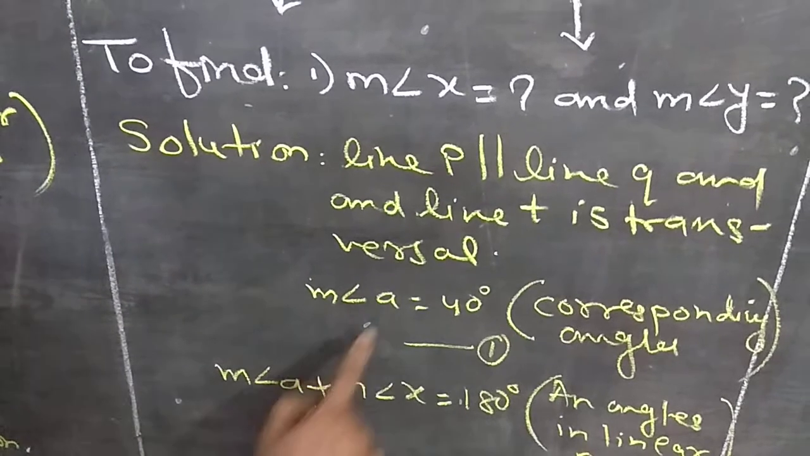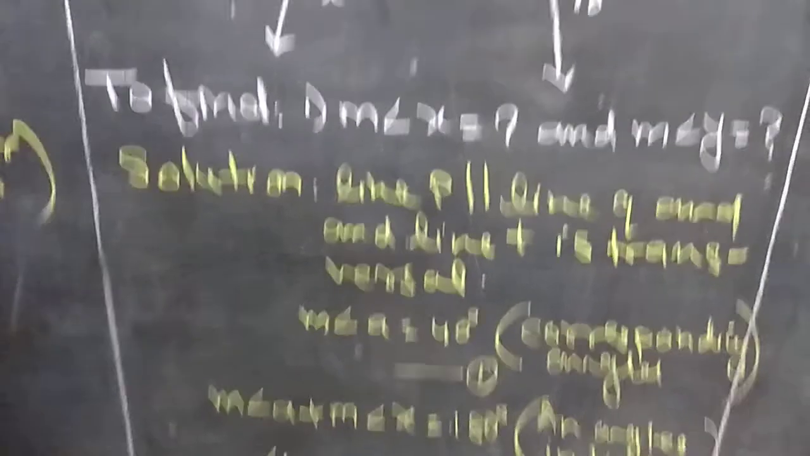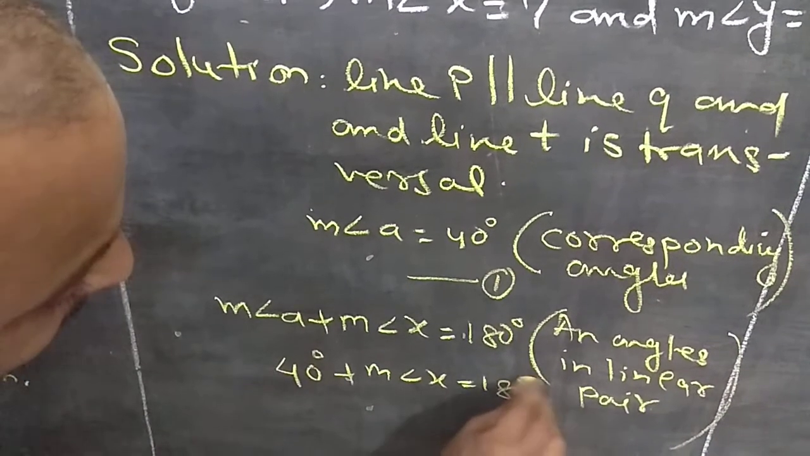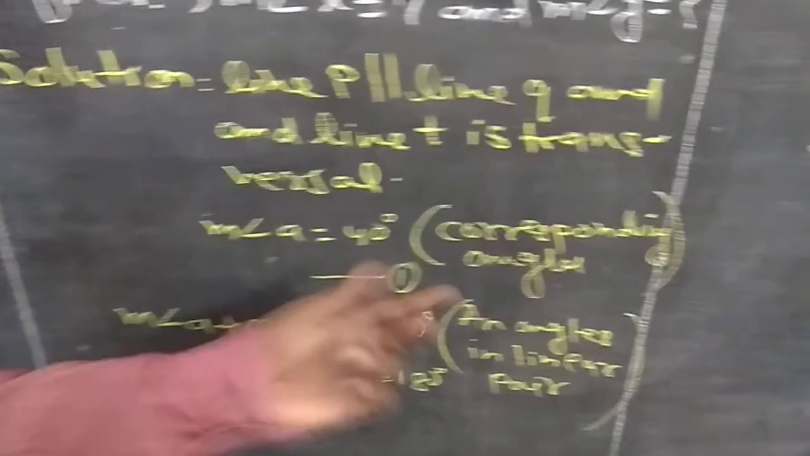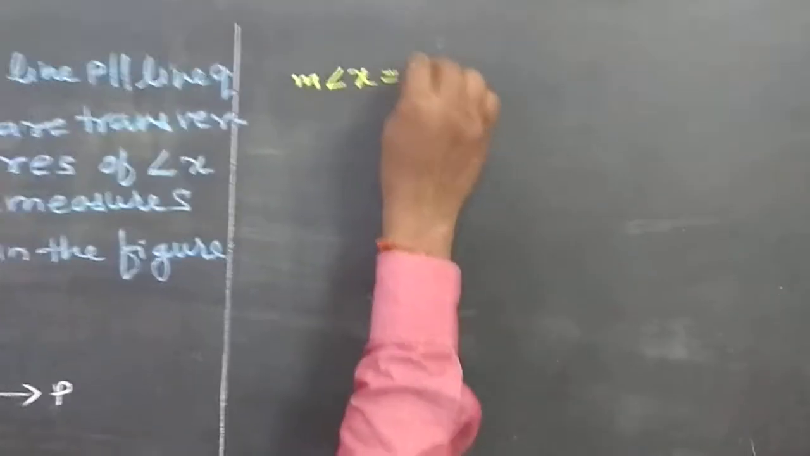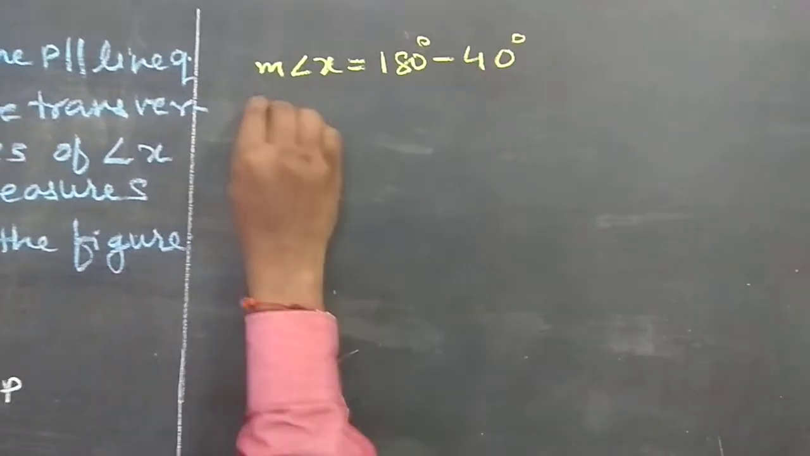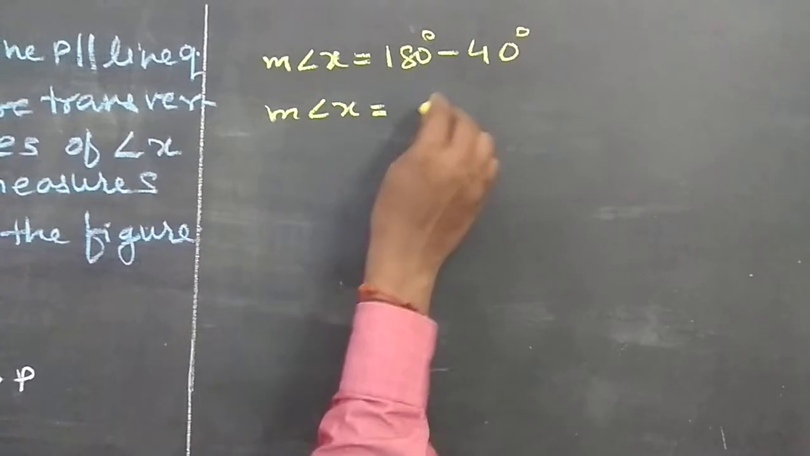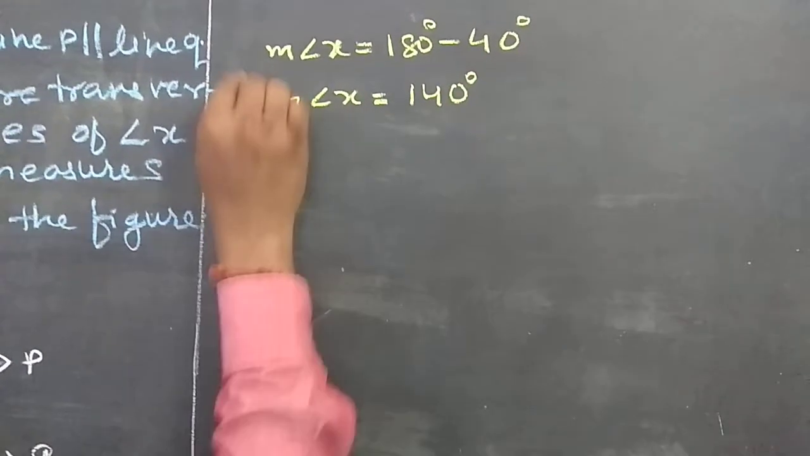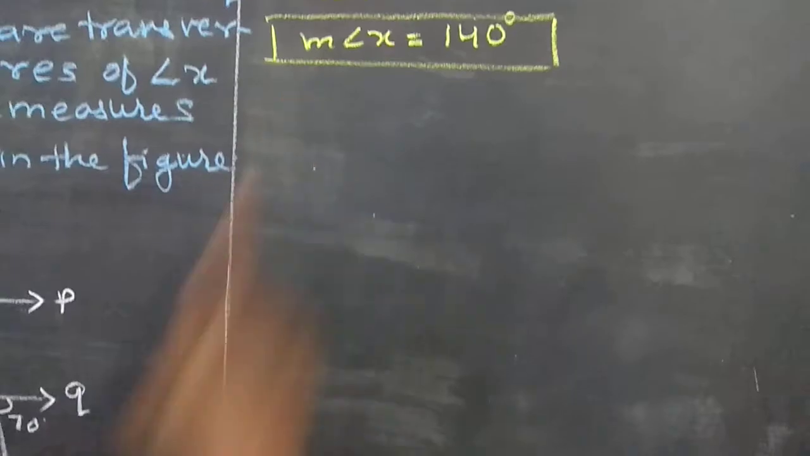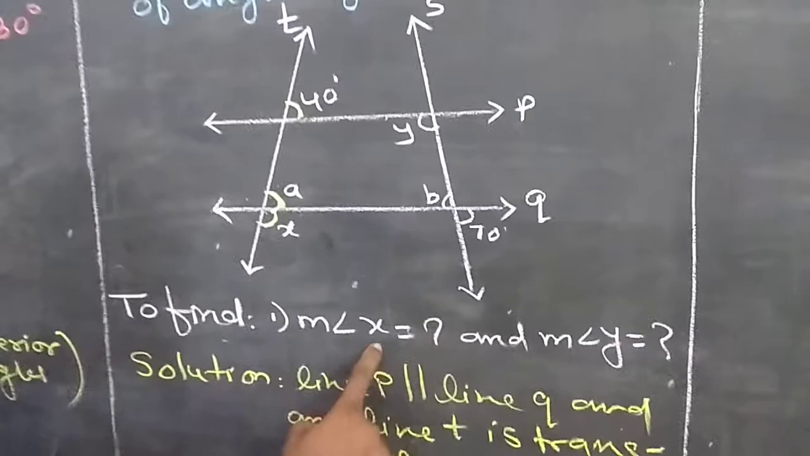Now we have already got the value of measure angle A. It is 40. So write here 40 plus measure angle X is equal to 180. This plus 40, on this side it will get subtracted. So measure angle X is equal to 180 minus 40. So here you will get the measure of X is equal to 140. So dear student, we have found our missing measurement of X. You can see here the measurement of X is 140.